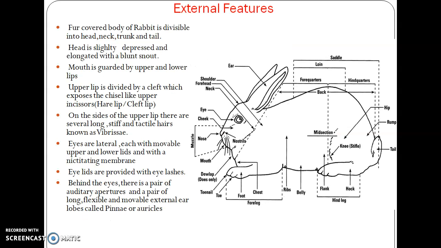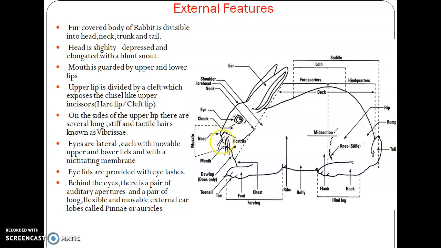Now we are moving to the external features of this animal. This is the external features with the laboratory diagram of a rabbit. The whole body is covered by fur. In the previous class, I told you that mammals have a unique feature: the entire body is covered by hair. Here it is called fur. We can divide the whole body into head, neck, trunk as well as tail. This is the neck region, this is the trunk region and this is the tail region.